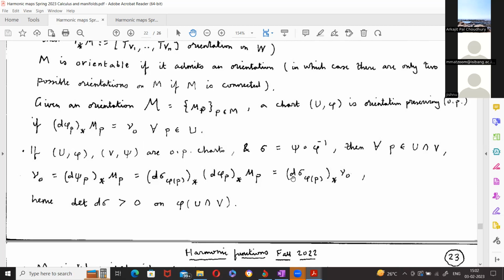So what does that mean? That means that d sigma, at each point phi p, pushes forward the standard orientation to itself. If it pushes forward the standard orientation to itself, that just means that the determinant of d sigma is positive, right? Is that clear? Yeah. So the change of charts will be an orientation preserving diffeomorphism from R^n to itself. Is that clear? Yeah.